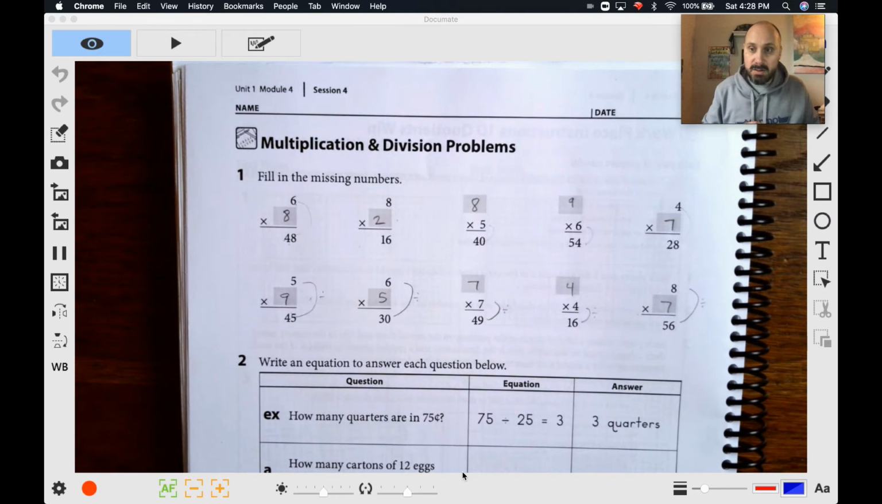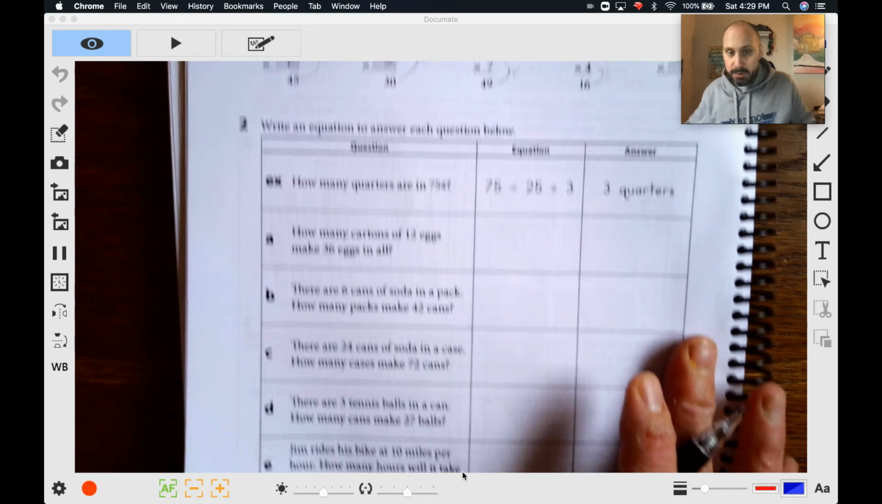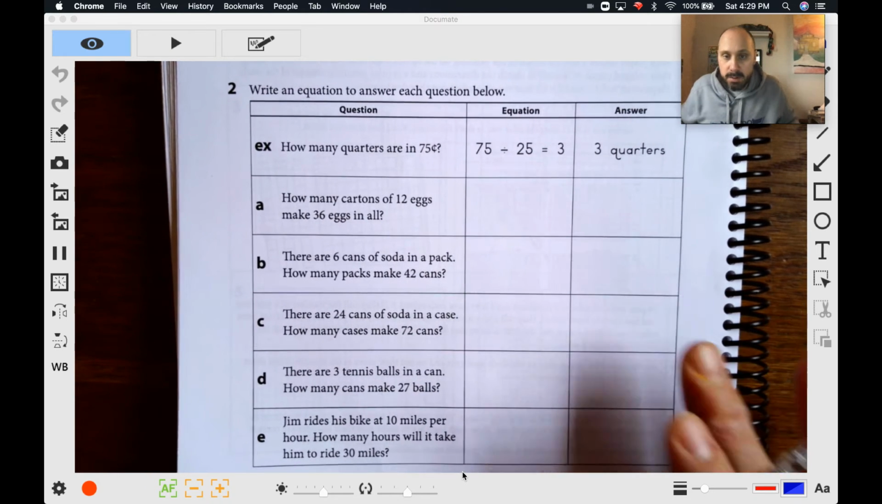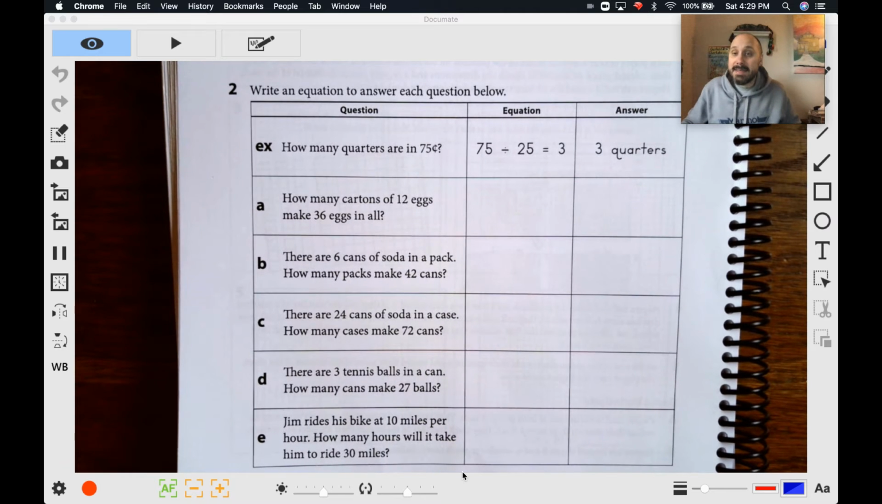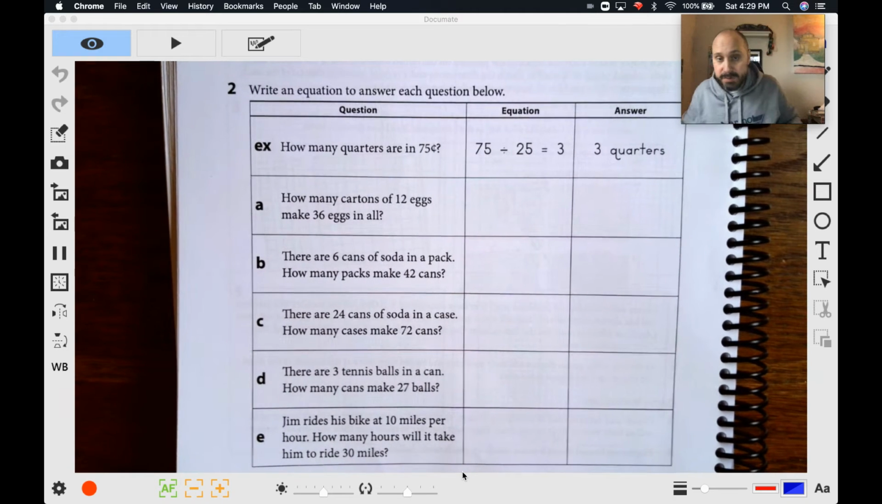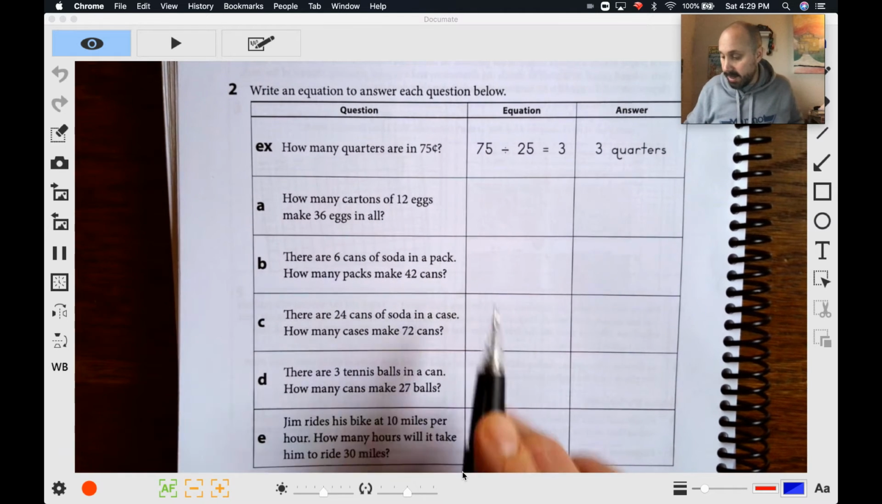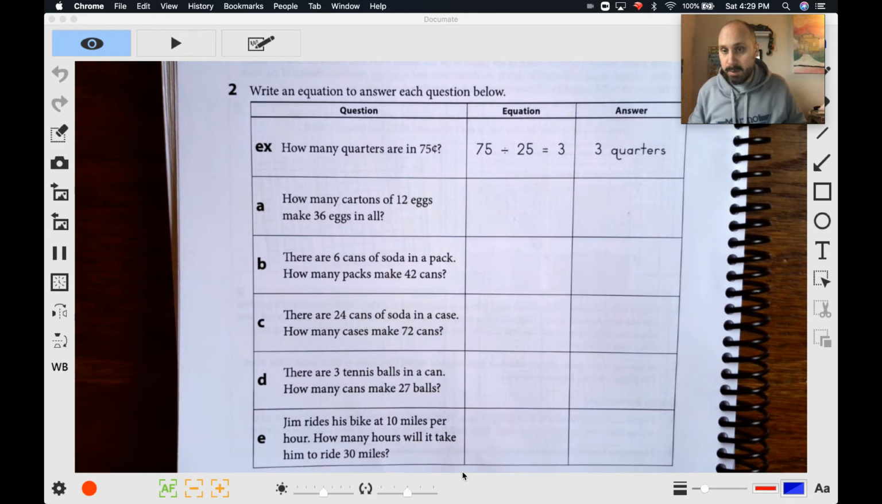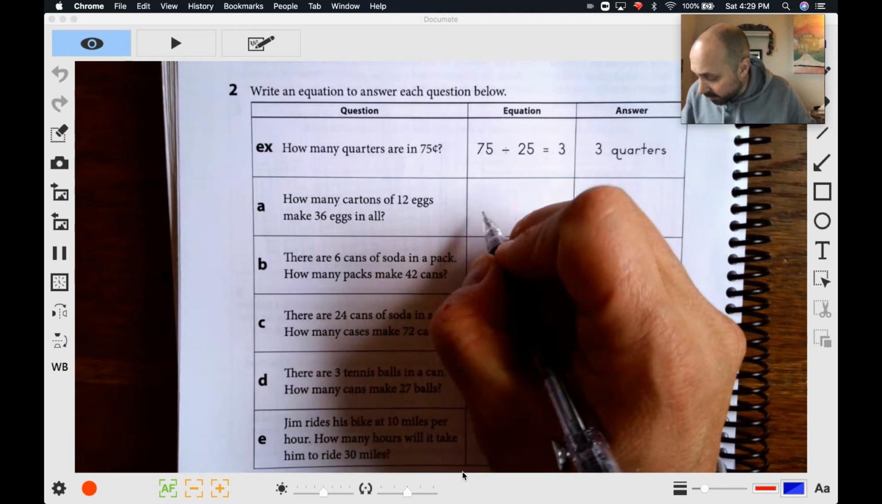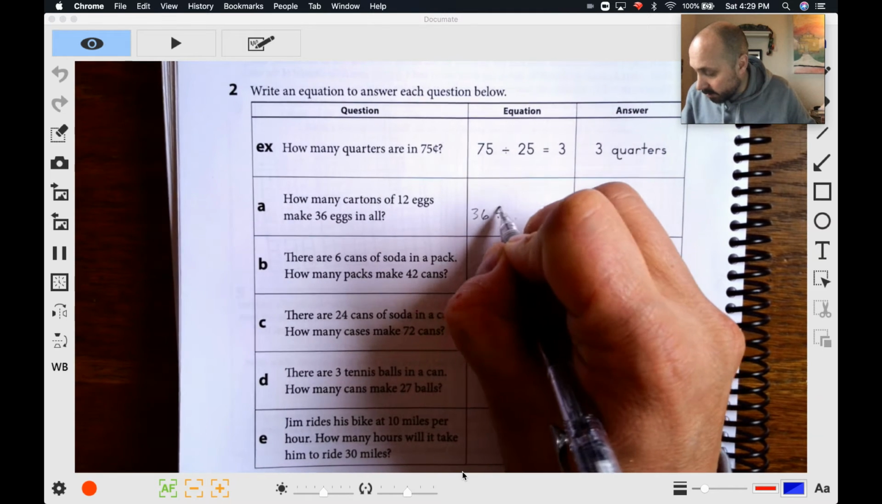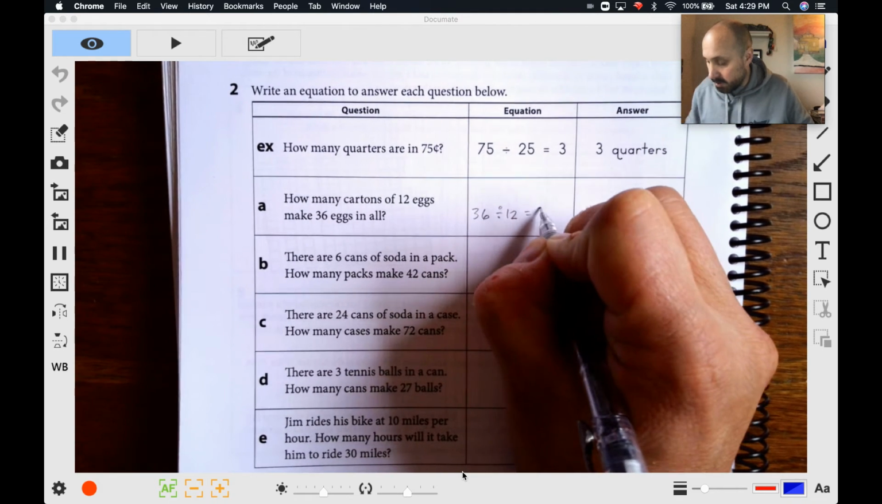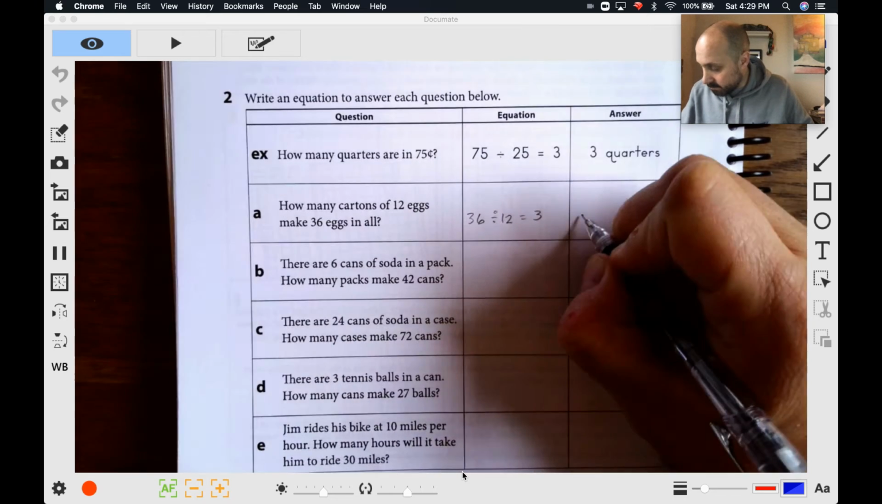Okay, so that's just a way to fill in those blanks. You can use your fact families to kind of work back and forth. Okay, moving on to number 2, write an equation to answer each question below. So remember, an equation has the answer behind it. So we'll write the equation with the answer and then the actual answer labeled on the answer part. How many cartons of 12 eggs make 36 eggs in all? So we have 36 eggs divided by 12 gives us 3 cartons of eggs.